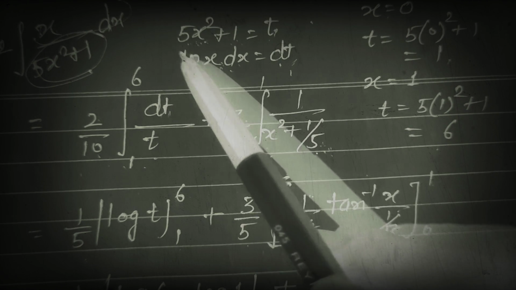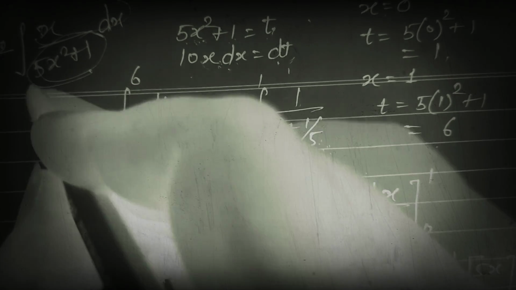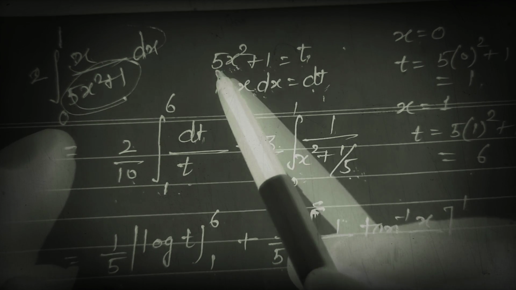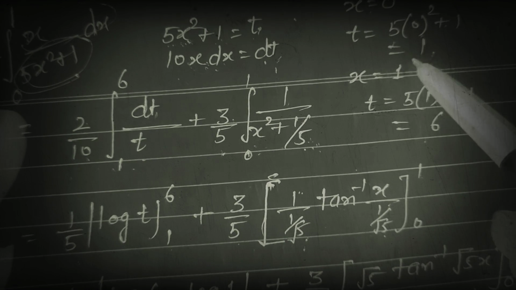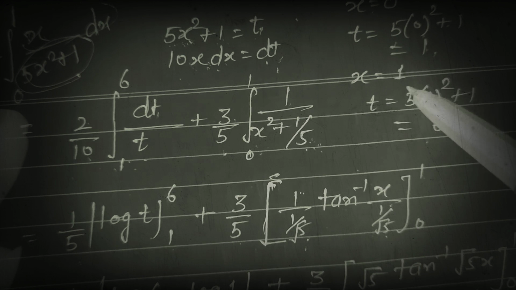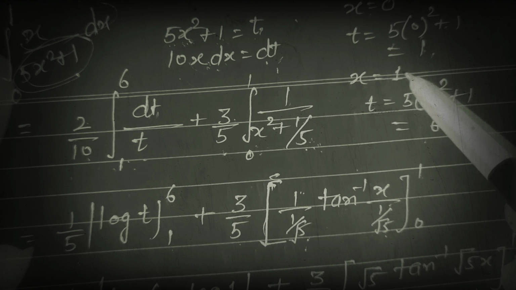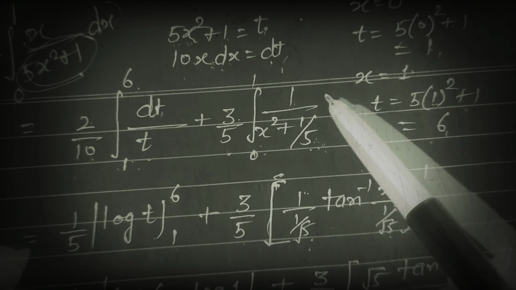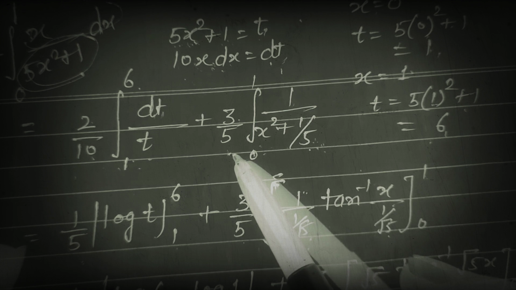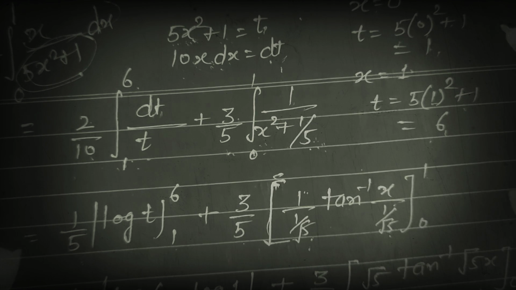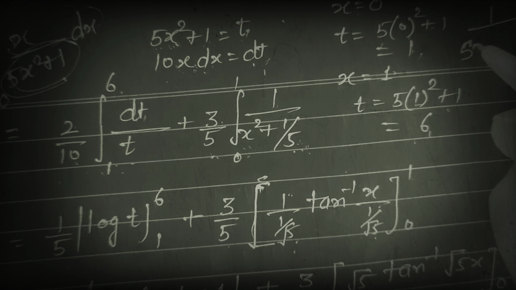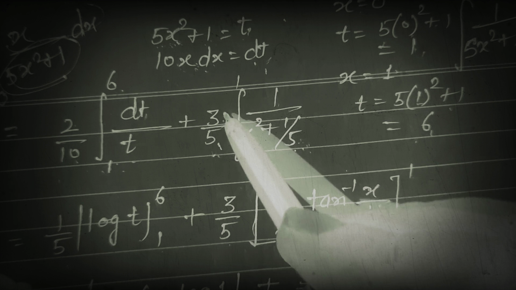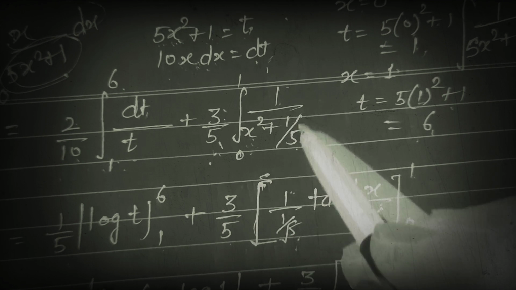So 5x square plus 1 is t. What is the lower limit here? 0, and the upper limit is 1. Firstly we put 0 at the place of x: 5 into 0 plus 1 is 1. So the lower limit is 1. If we put 1 at the place of x, then t will be 6. So the upper limit is 6. In the second part, we take 5 common: it is the integration of 1 upon 5x square plus 1, so it is 3 by 5 times 1 upon x square plus 1 by 5.